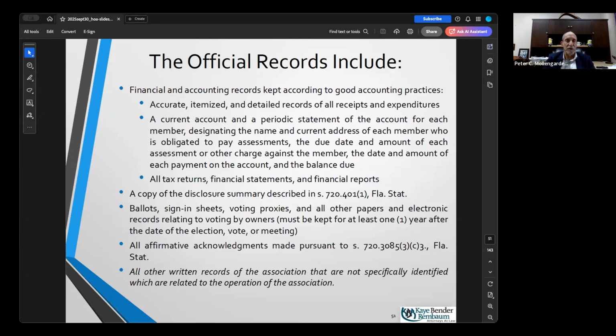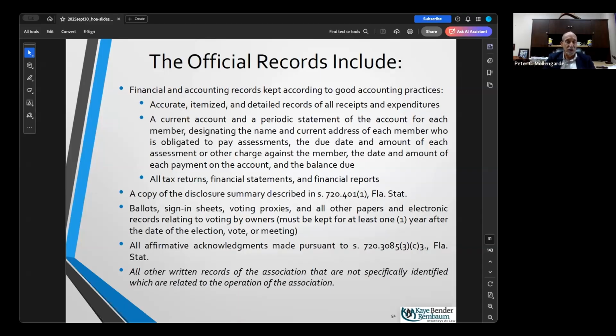All tax returns. Good. So that third bullet point, again, for every owner, you have to have basically a statement of account for that owner covering all those matters. All tax returns, financial statements, and financial reports. A copy of the disclosure summary, which is described in 72401.